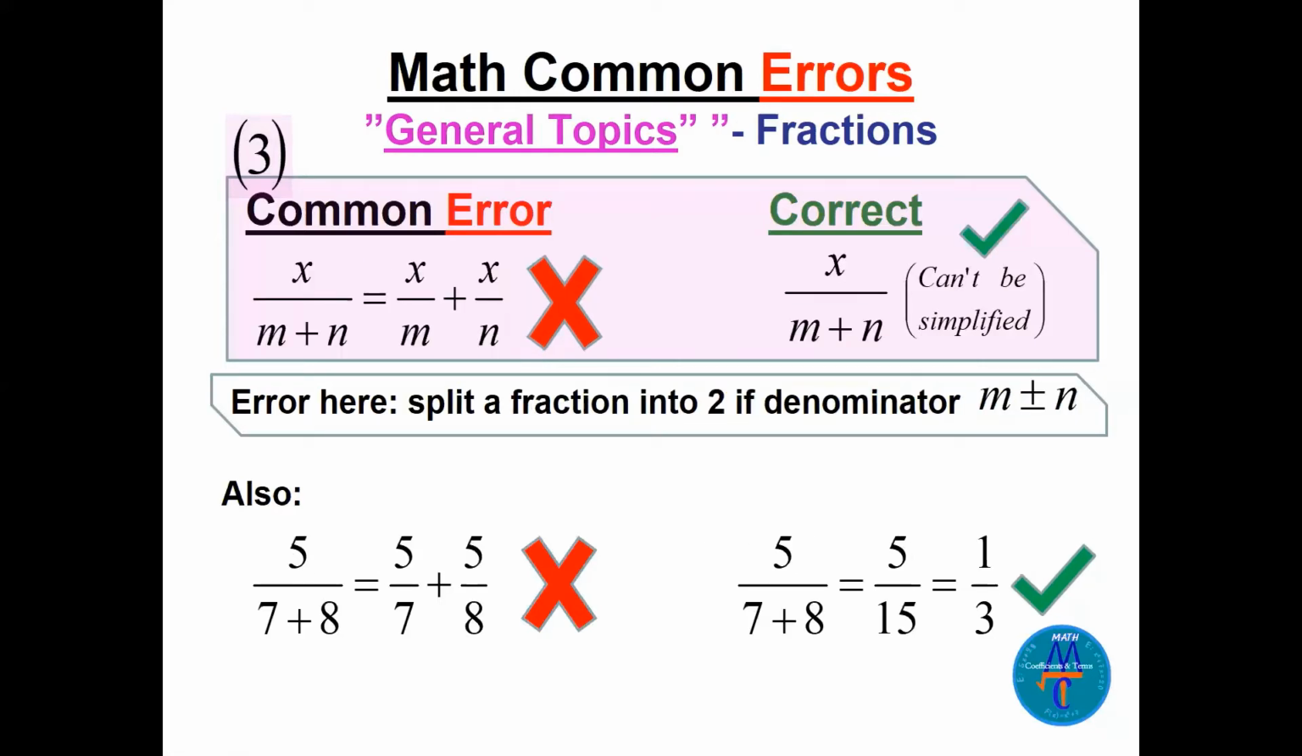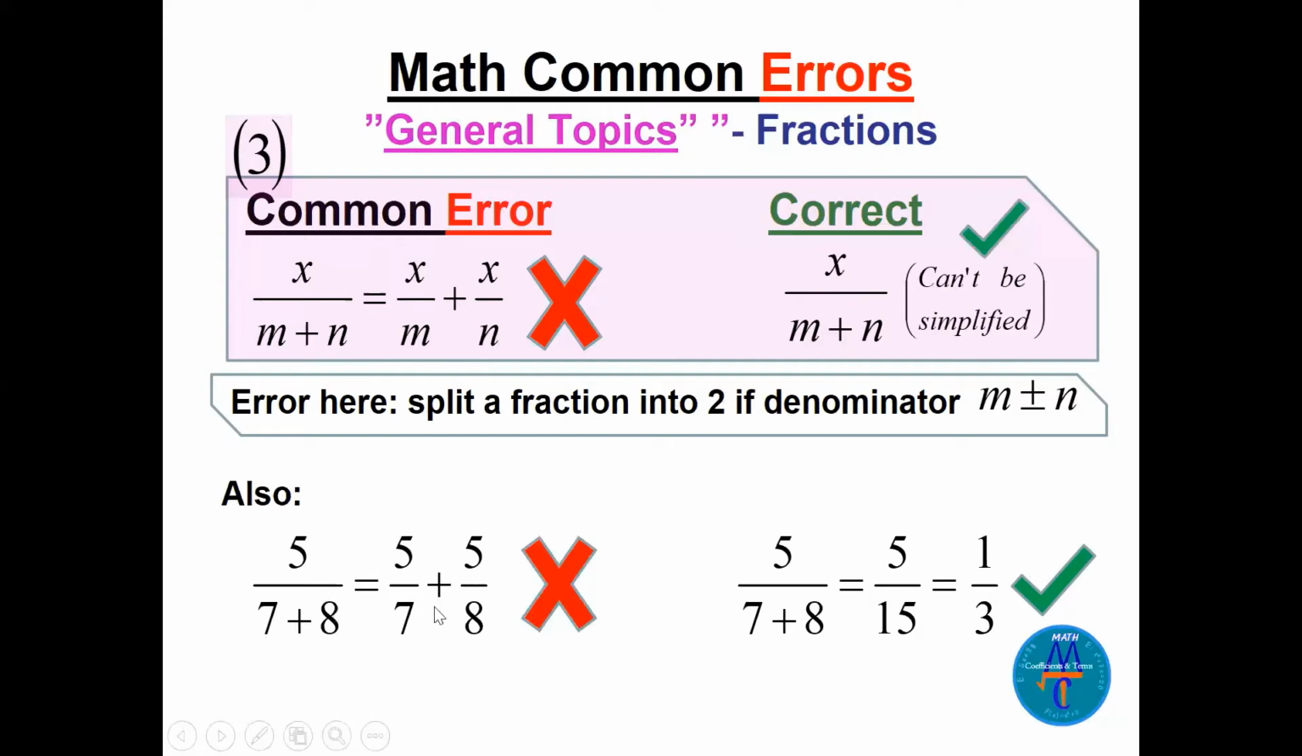Another error we can see, x over m plus n. You see that one here, error number 3. x over m plus n is not x over m plus x over n. That's completely wrong, for the same reason. We cannot split a fraction into 2 fractions if we have in the denominator pluses or minuses. So the correct answer: leave it, cannot simplify.